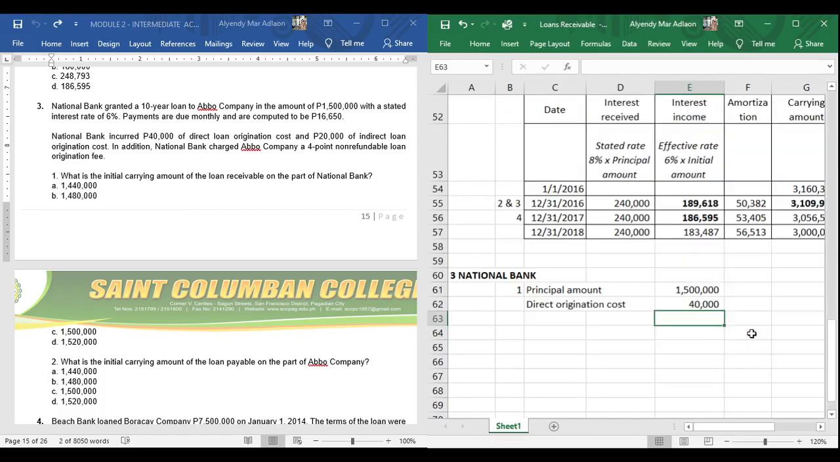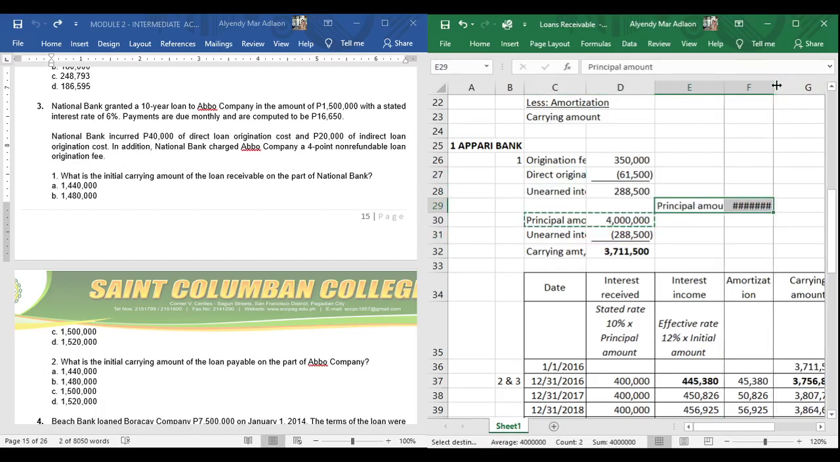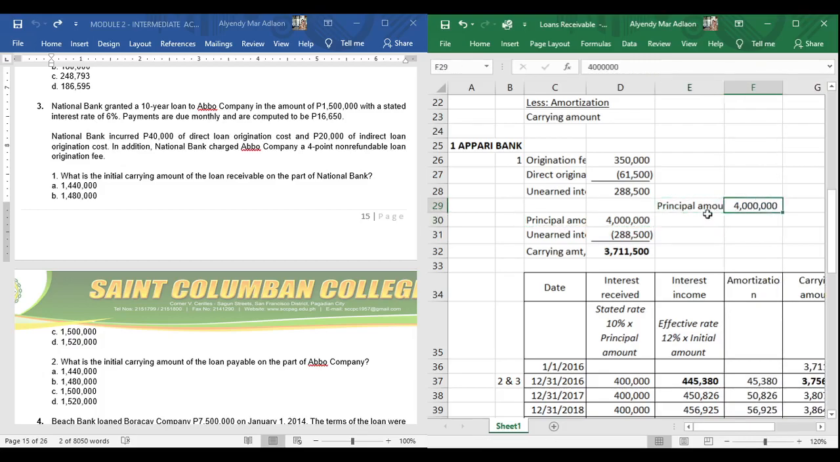Okay. Alright, so, kaniha, by the way, dire bitaw sa Apari Bank, so, pwede na siya yun. Principal amount of 4 million. Sige, tagbalik-balik dire, no? Makarealize mo later sa mga shortcut nga solution. So, principal amount, 4 million. So, you just put direct origination cost. I-add lang ninyo, 61,500. Origination fee, it will be deducted. Minus 350,000.